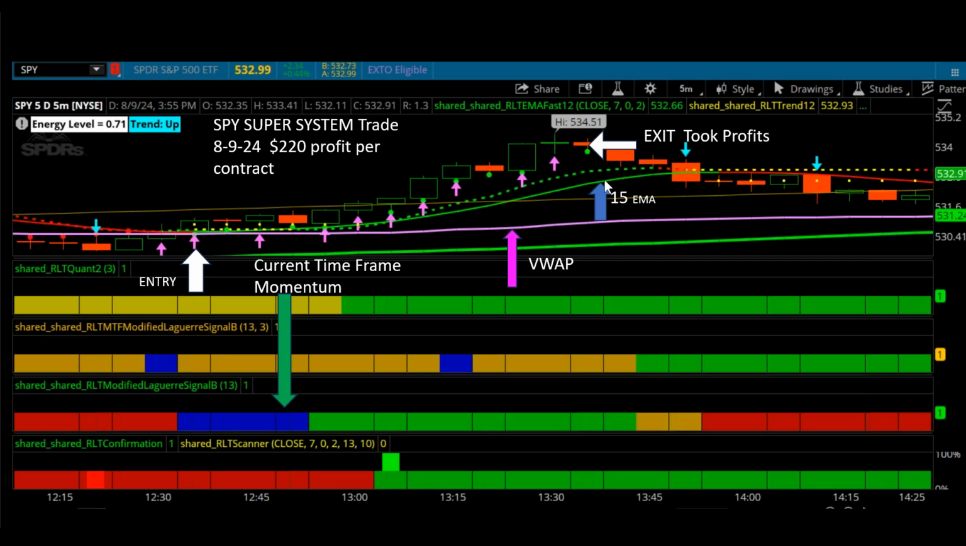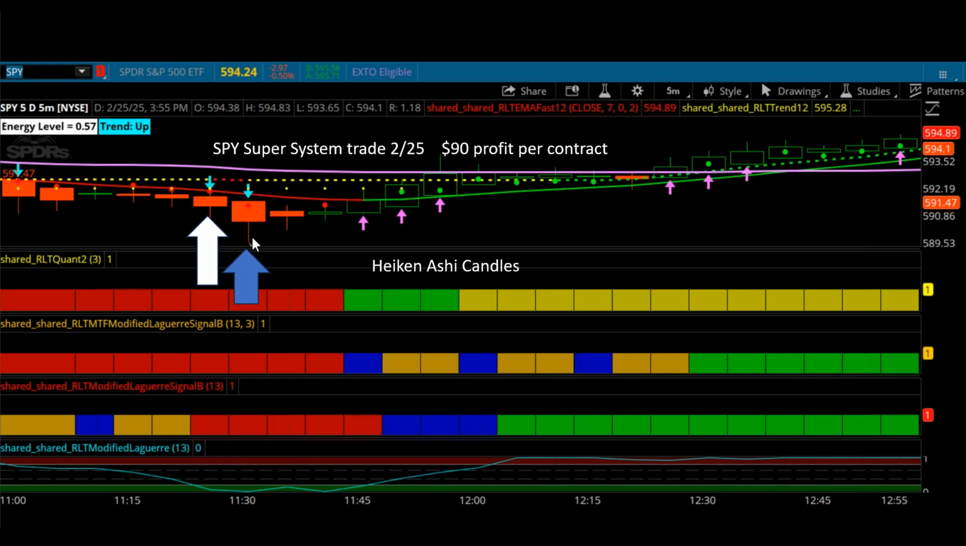But again, here's the 15 EMA, here's the VWAP, here's your current time frame momentum. That's the only thing we're looking at. That's it. This is telling you institutions are in there. This is showing that they're breaking above the VWAP, which institutions all use. That was a beautiful trade. This was another one. This was a $90 profit.